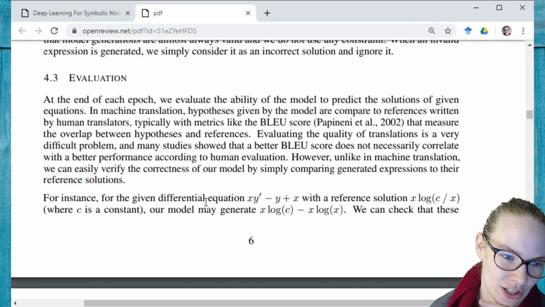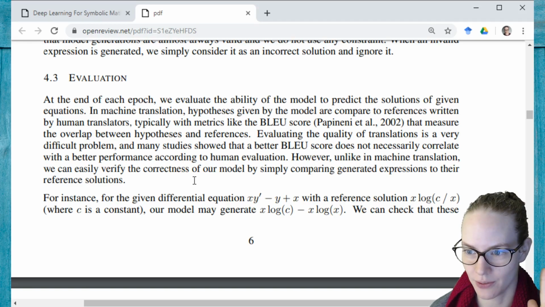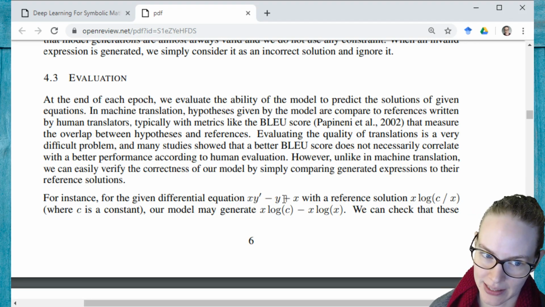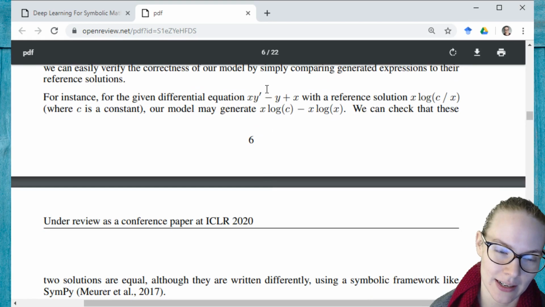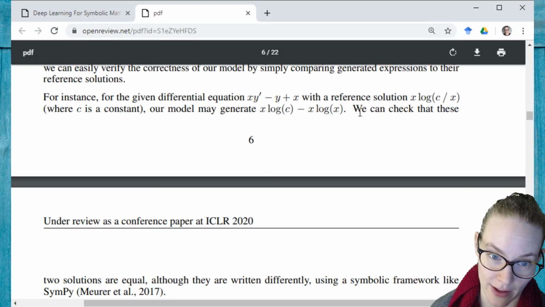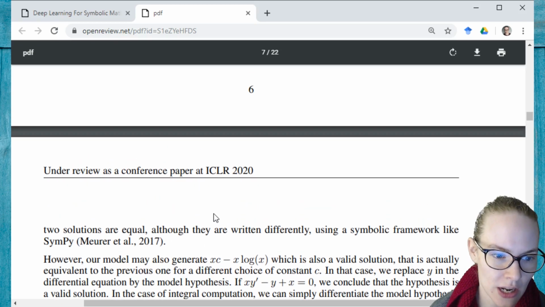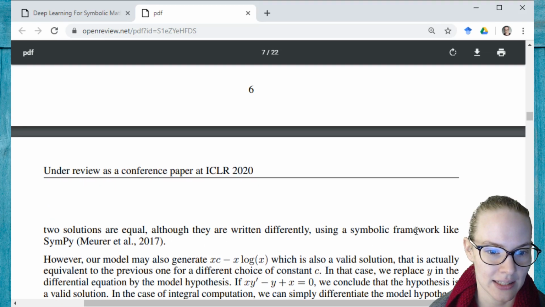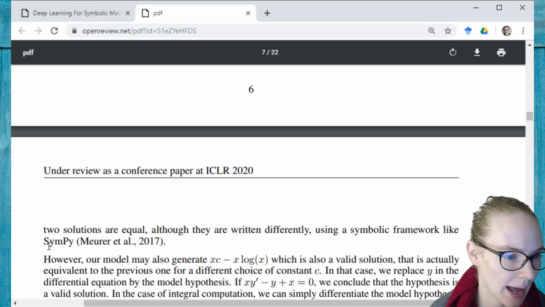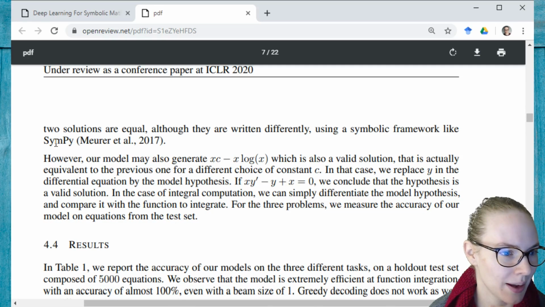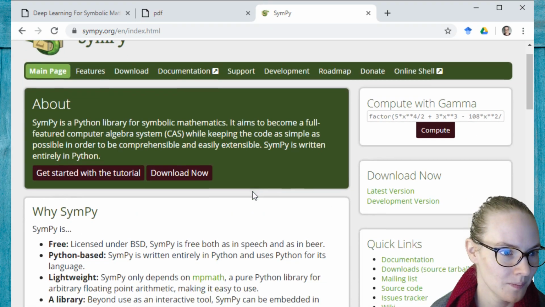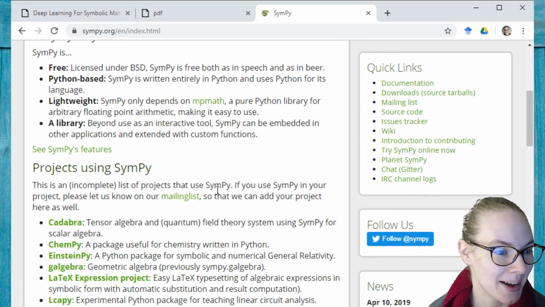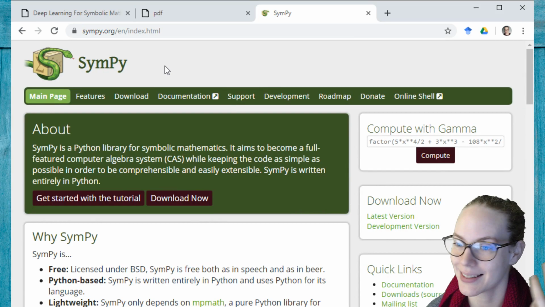For instance, given the differential equation xy prime minus x plus y, with a reference solution x log of c divided by x, that's not a minus, where c is a constant, our model may generate x log of c minus x log of x. We can check that these two solutions are equal, although they are written differently, using a symbolic framework like SymPy. Interesting. So I'm assuming this is a Python library for symbolic mathematics. Awesome. I had no idea this existed, but if I were interested in symbolic mathematics, I think this would be a very helpful tool.